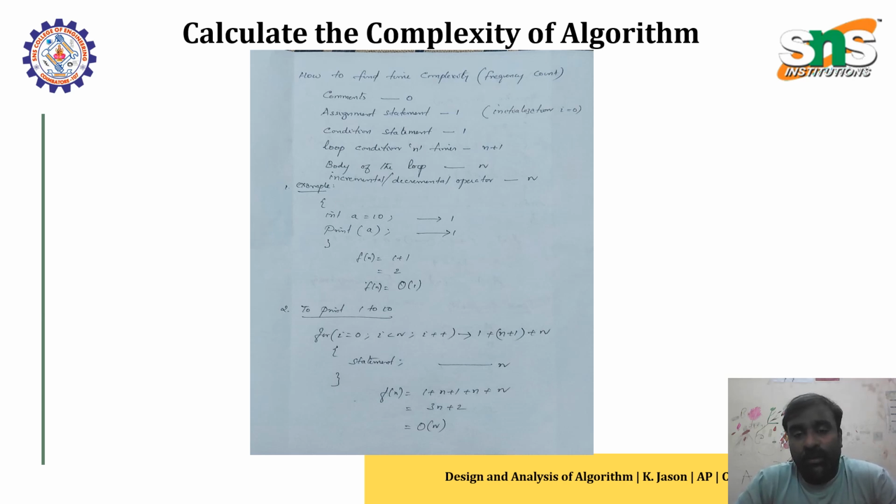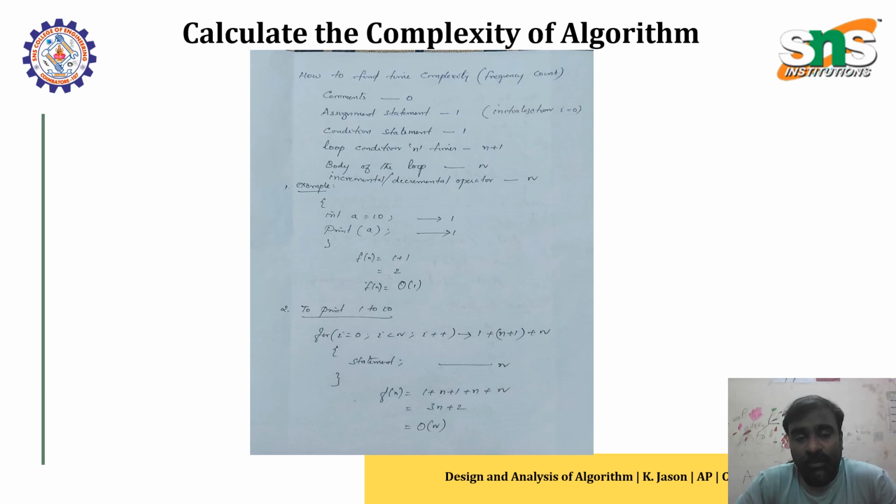In an algorithm, if a command is just a mention, the execution time is zero. An assignment statement or a condition statement has a running time of 1 unit of time. For a loop condition and body of the loop, the loop condition will take n plus 1 times, but the body of the loop execution time is n times. Okay, so you have to go through one simple example.